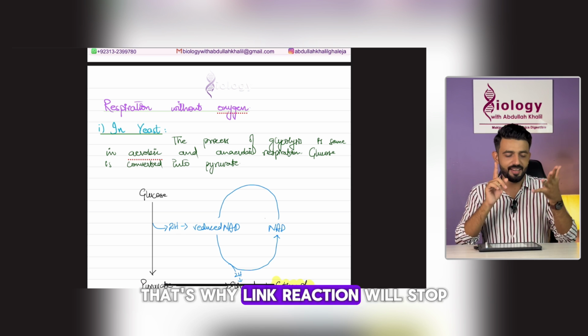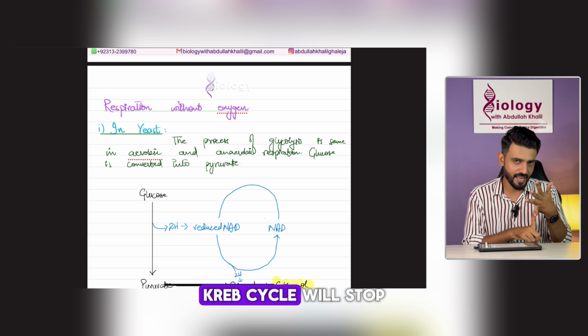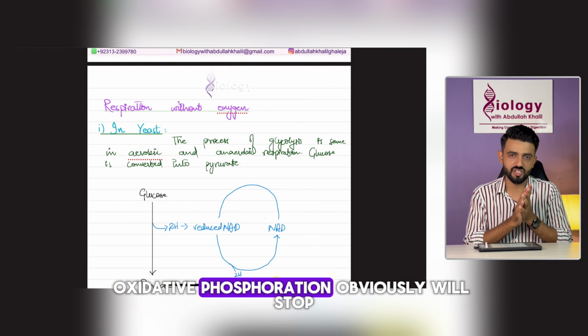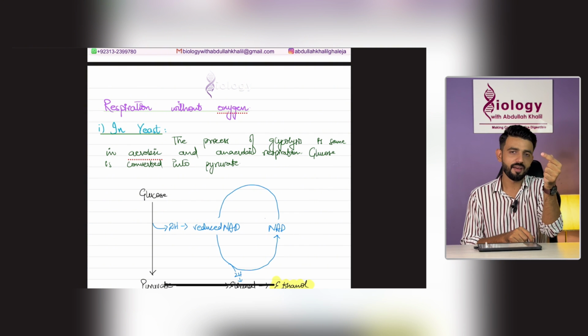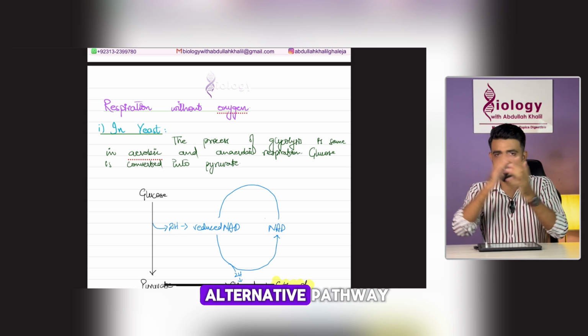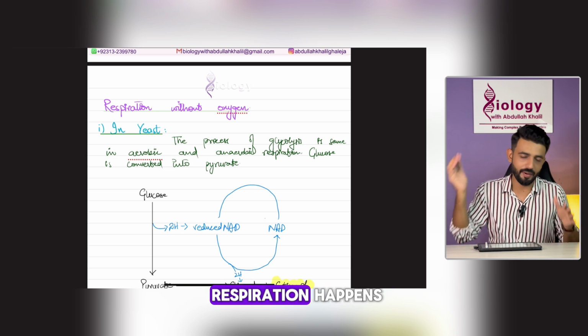That's why the link reaction will stop, the Krebs cycle will stop, oxidative phosphorylation obviously will stop, glycolysis should also stop, but glycolysis finds an alternative pathway. That's how anaerobic respiration happens.